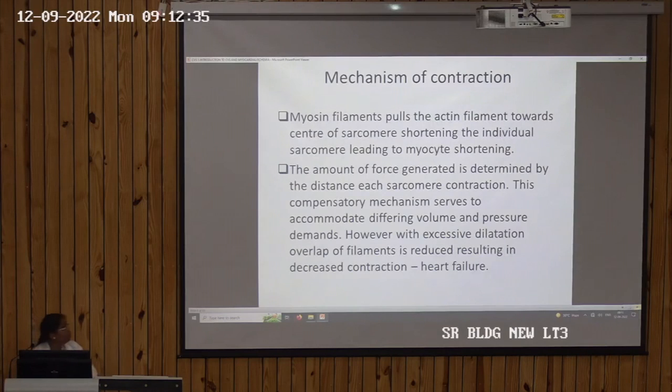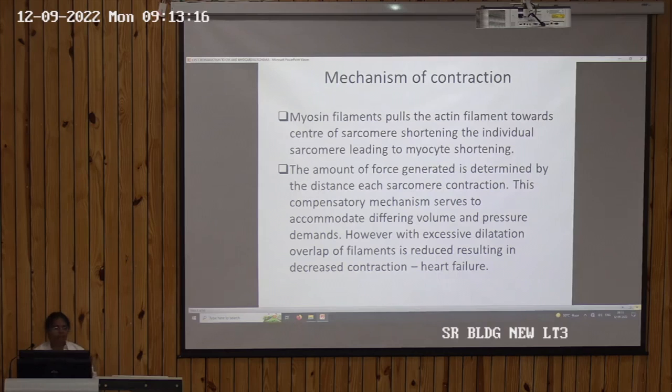Now, the amount of force that is generated is determined by the amount of distance that each sarcomere travels. So, if the heart dilates, the amount of distance that the actin and myosin will have to travel is greater, so the amount of force that will be generated is more. But then a situation will occur that the heart dilates so much that the actin and myosin do not overlap each other. They are completely separated. At that time, contraction will not be possible and it will result in heart failure.